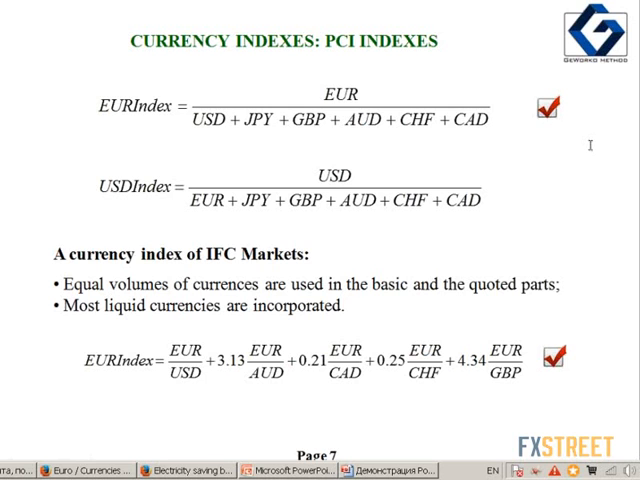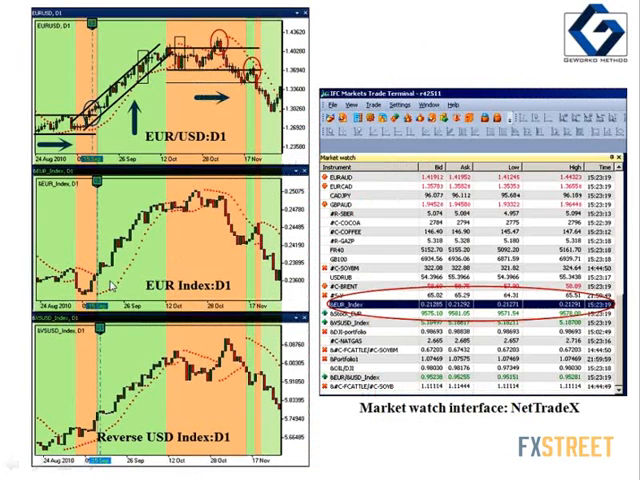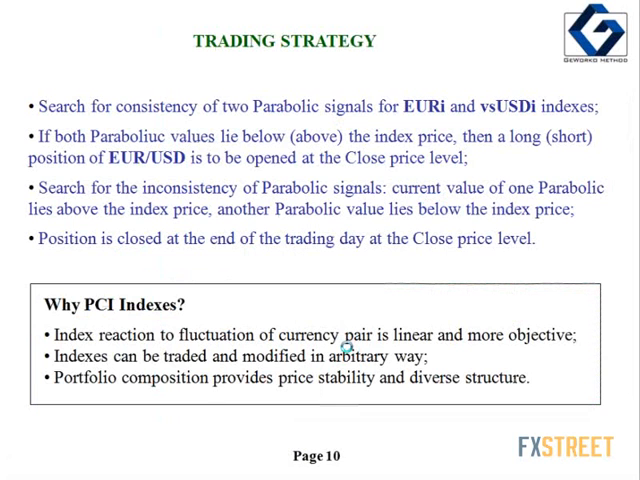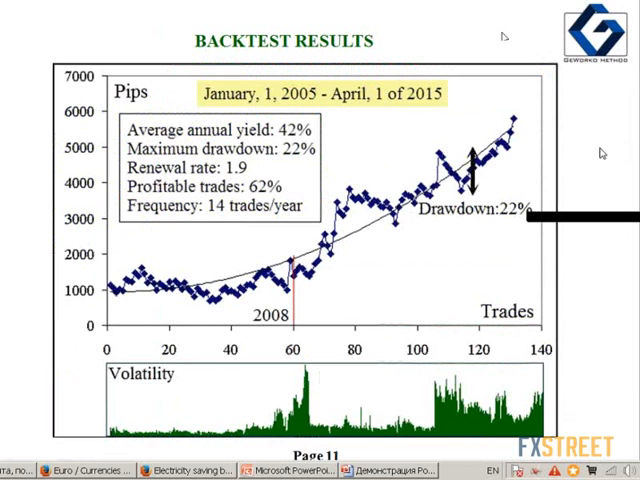Can you show us actual figures on your formula? What do you mean? The basic formulas are represented here for EURi index and for USD index. That's the interface of index composition. That's the chart of EURi index and the chart of vsUSD index. And what did you mean, the results? What figures did you mean?